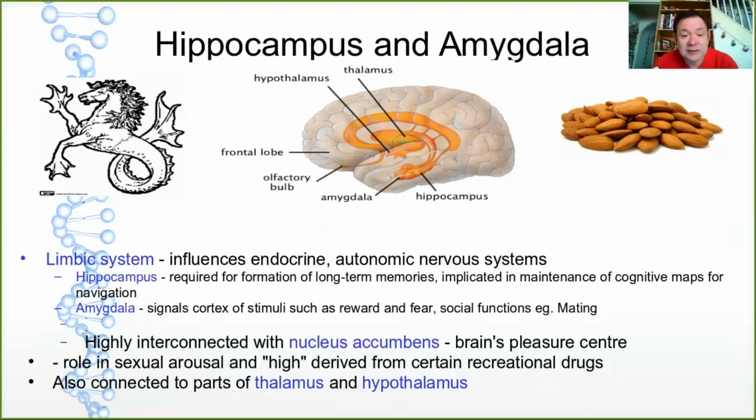The hippocampus is responsible for the formation of long-term memories. It's also implicated in the maintenance of cognitive maps for navigation. So, for example, in London, if you want to become a registered Hackney taxi driver, then you have to pass a test called the Knowledge. You spend about a year learning every street and every corner of the Greater London area.